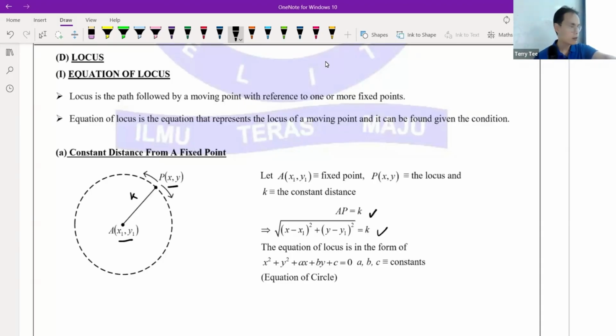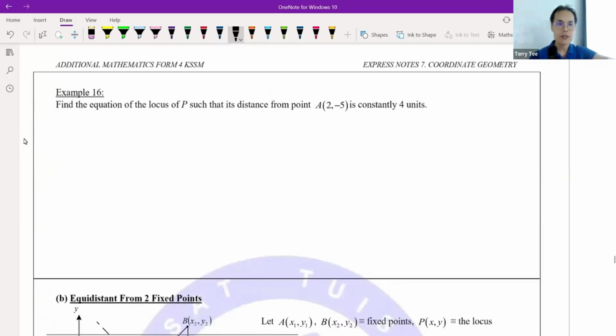Use the formula for distance. We've done this before in lower form 2: the square root of (x minus x1) squared plus (y minus y1) squared equals k. When you expand and simplify, you get the equation of a circle.